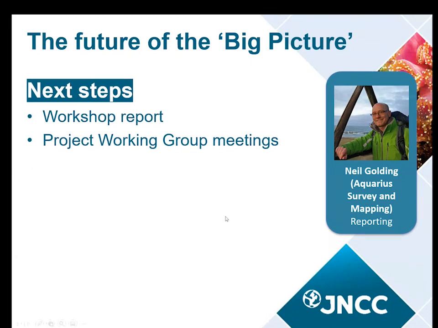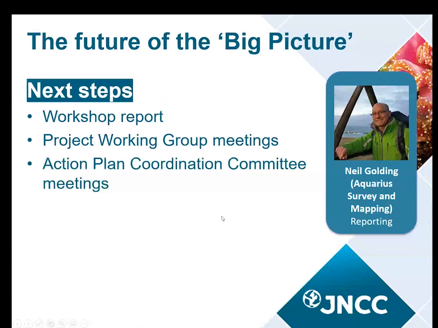The other things that need to happen are the Action Plan Coordination Committee, the APCC, which is essentially the steering group of the big picture group, will be meeting again. They had a meeting about a month before this workshop to discuss this workshop and a few things from before. They'll be meeting over the next couple of months, and we'll meet frequently over the course of the year. We estimate about 3 to 4 times a year is realistic for people.